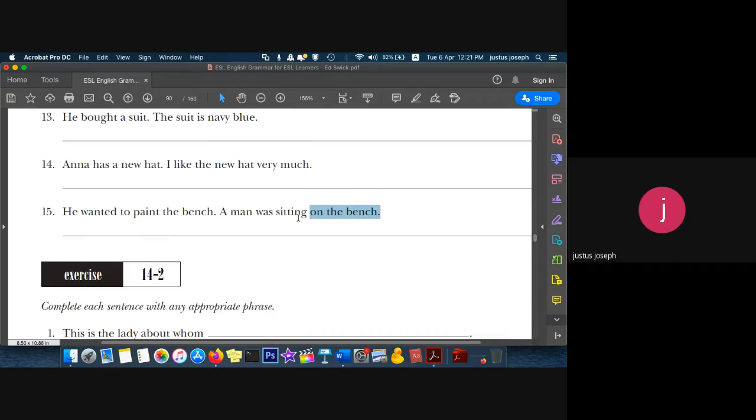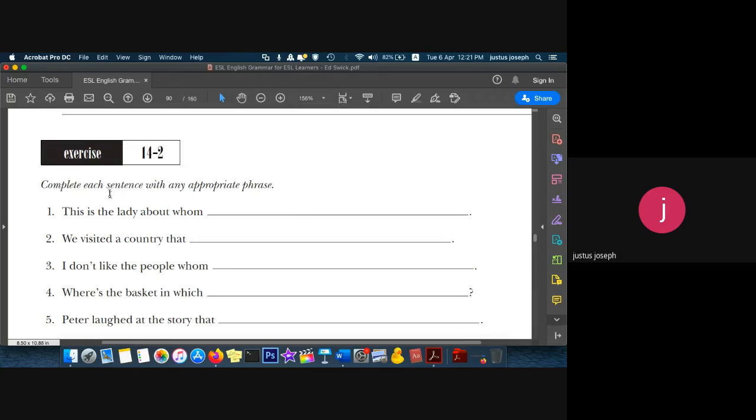Complete each sentence with an appropriate phrase. This is the lady about whom? What will you say? I was talking, or I spoke, or I mentioned. Anything like that we can use.